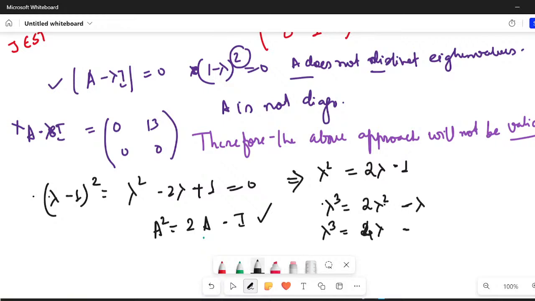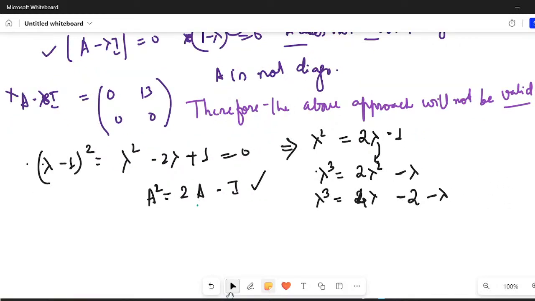So if lambda cube I'm writing, I'm multiplying lambda throughout. If I multiply lambda throughout, and instead of lambda square, if I use this, it is 4 lambda minus 2 and minus lambda, right? If I'm not wrong. So lambda cube I'm getting as 3 lambda minus 2.